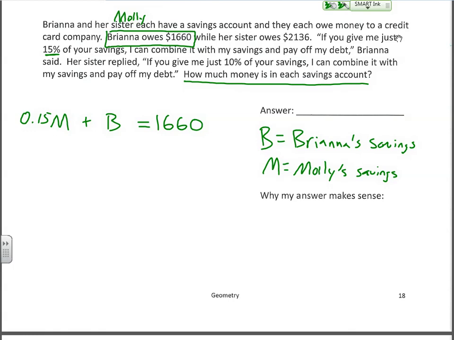Molly comes back and says, well, if you give me just 10% of your savings, I can combine it with my savings and pay off my debt. So Molly is saying she's going to put all of her savings in there, and 10% of Brianna's savings, which as a decimal is 0.10. And that's going to be enough to pay off her debt of $2,136. The question is, how much is in each savings account? You can use substitution for this. This is set up for a system of equations, whichever method you want to use here, but that's how it's going to be set up for you.